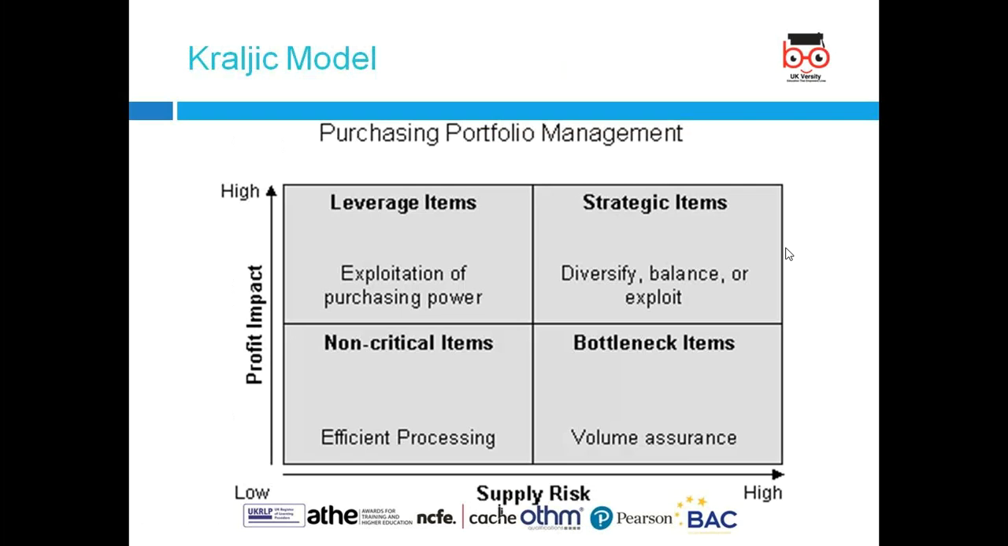Any question? Then we have another model, leverage items. We can look at exploitation of the purchasing power and how it can impact our profit, non-critical items, efficient processing. We need to look at diversifying, the balance of exploit, and bottleneck.